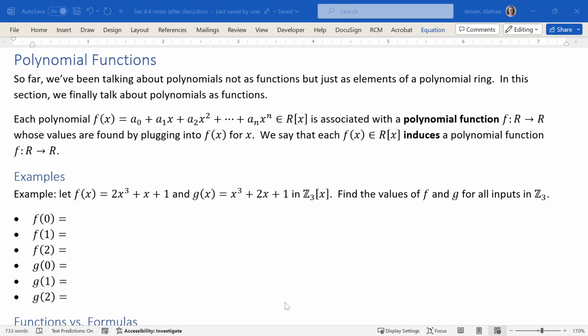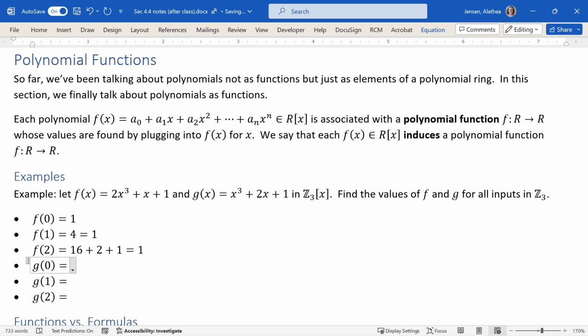Okay, assuming that you did that, I will go ahead with the answers now. When I plug in 0 to f, I'm getting 1. When I plug in 1, I'm getting 2 plus 1 plus 1, that's 4, but then 4 reduces modulo 3 to 1. And for 2, I'm getting 2 times 8, 16, plus 2 plus 1, that's 19, and modulo 3, that also reduces to 1. So I'm getting 1 for all 3 values there.